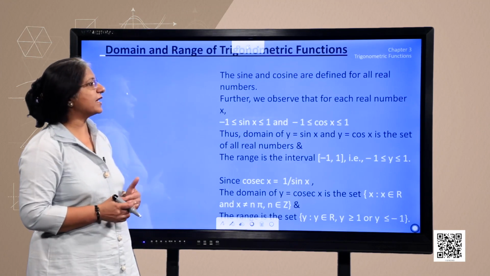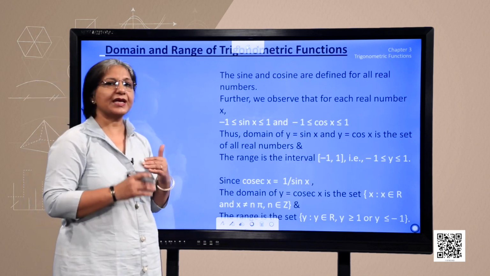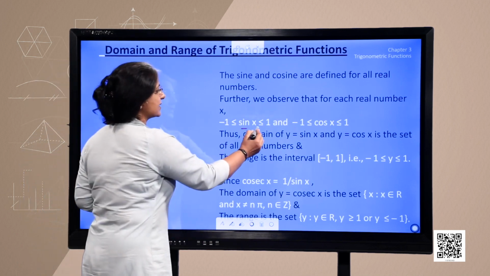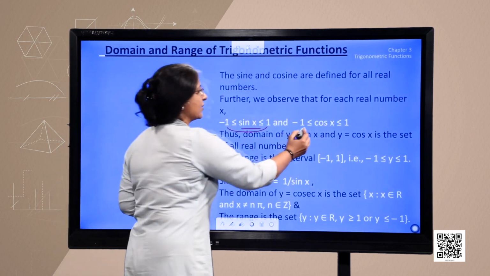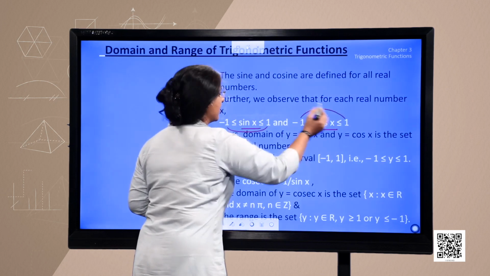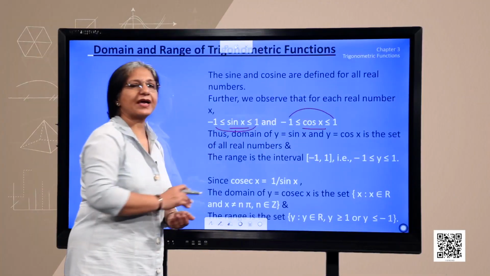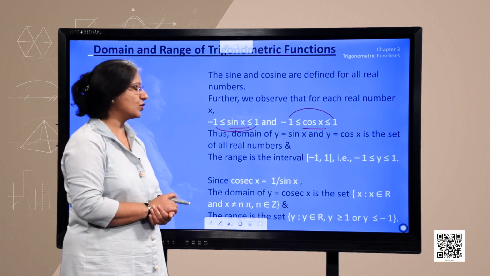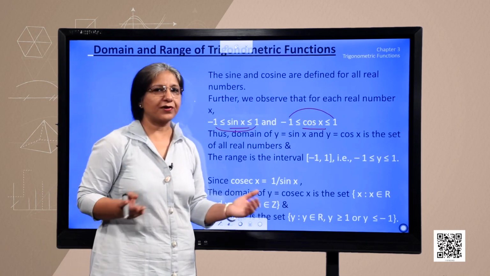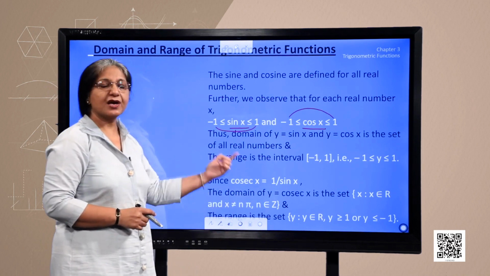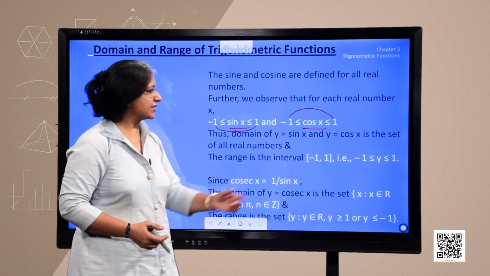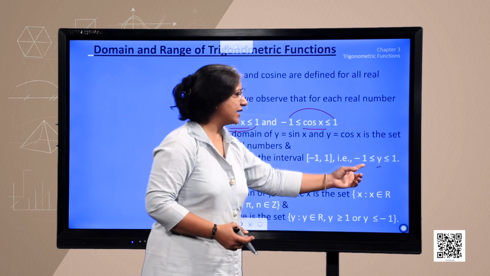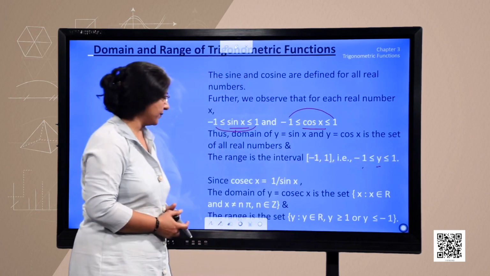We further observe that for each real number x, sin x lies between minus 1 and 1, as we have already discussed, and cos x also lies between minus 1 and 1. Thus, the domain of y equal to sin x and y equal to cos x is the set of all real numbers. And what about the range? The range is the closed interval minus 1 to 1, which can also be written like this: y lies between minus 1 and 1.